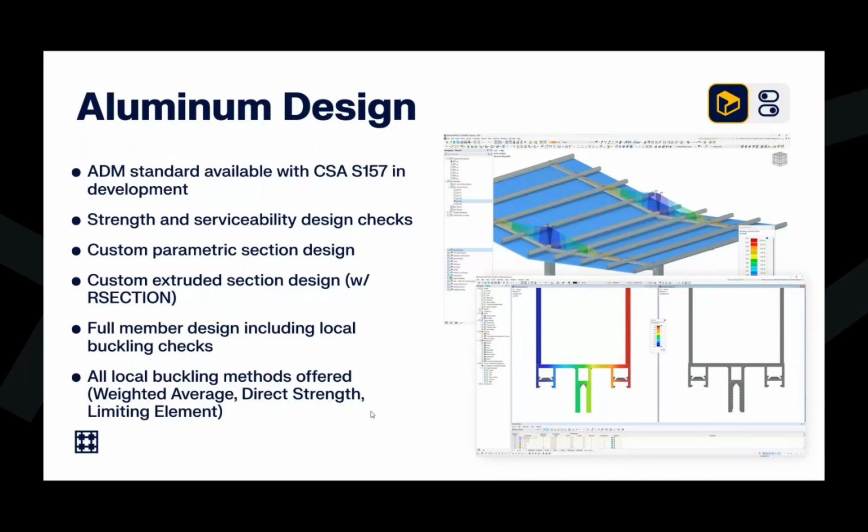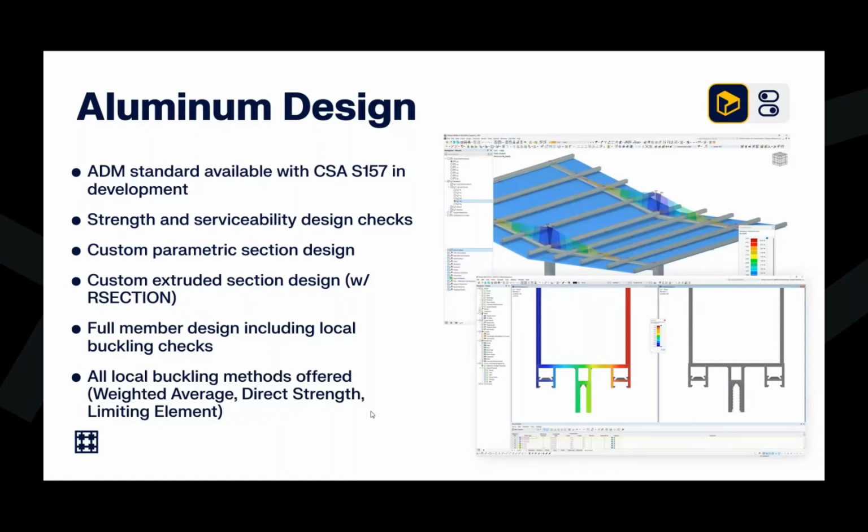for full member design according to the Canadian standard. This does include the strength and serviceability design checks for all of our standard shapes that we find within the ADM. But similar to cold-formed steel, we can get design of the parametric sections, a handful of which are offered within RFEM, or we can utilize our section program.